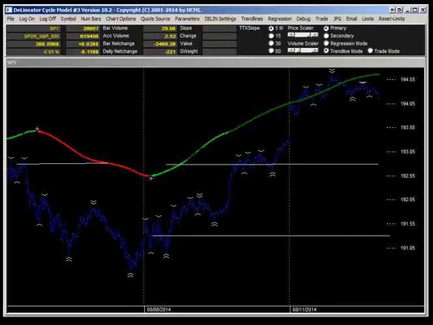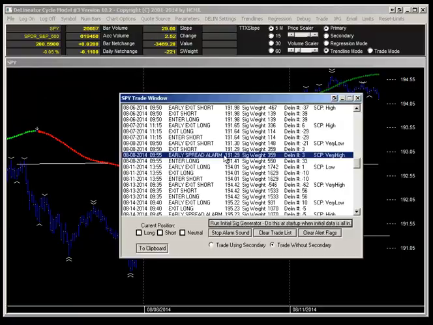Number 2, signal weight must be greater than plus 800. Well, we look back here at our trade window. It says that signal weight was plus 359. So that's certainly not plus 800. So that would be no.